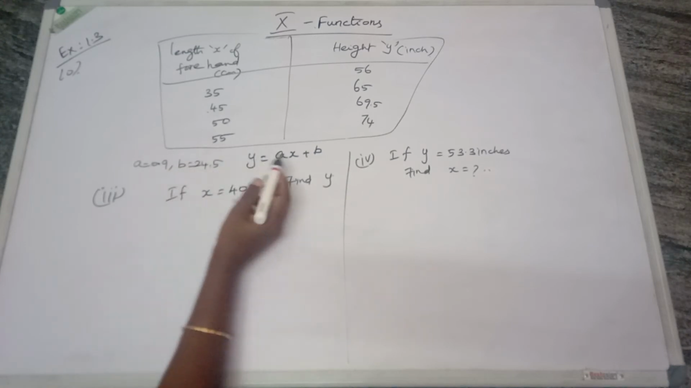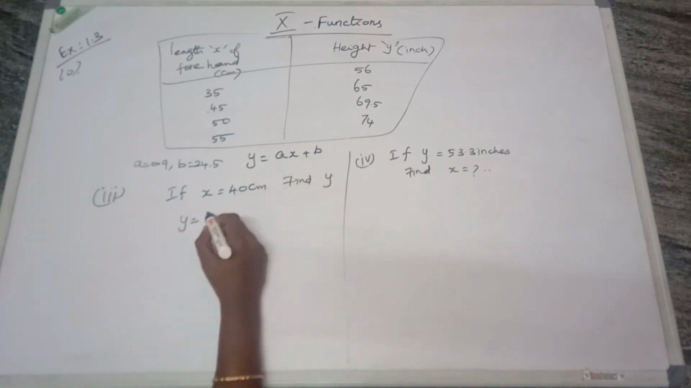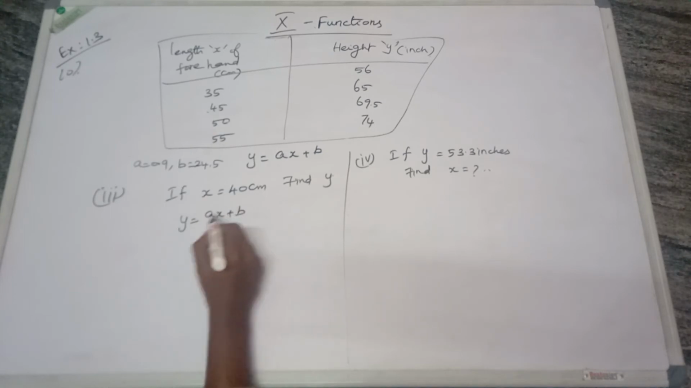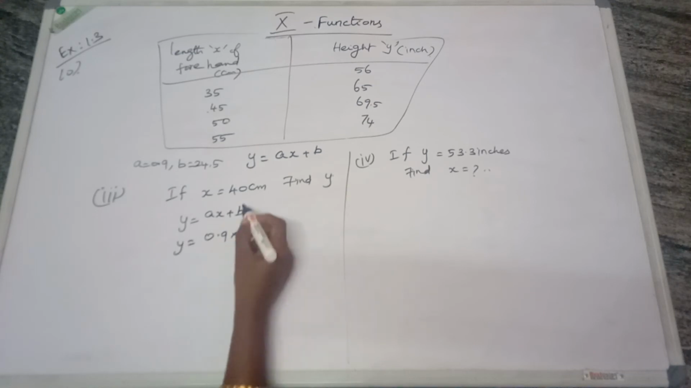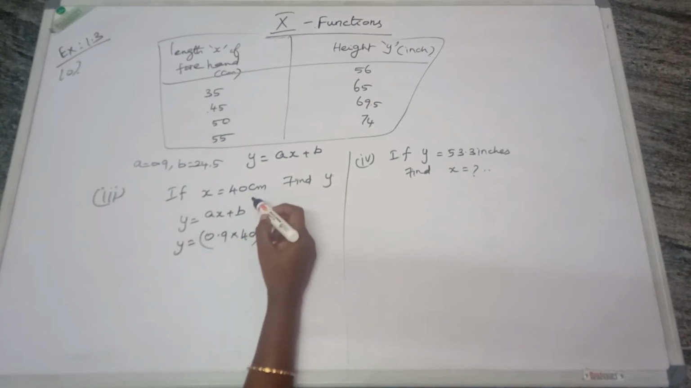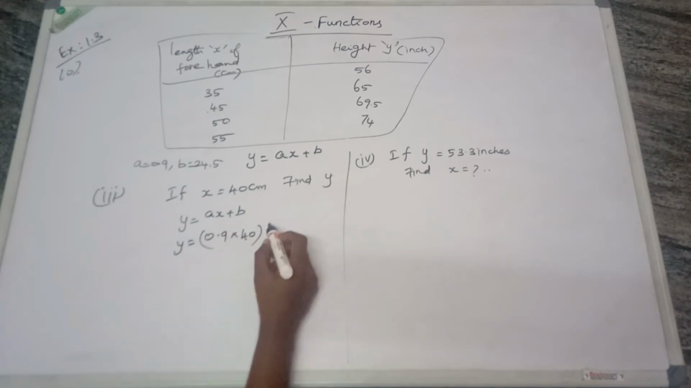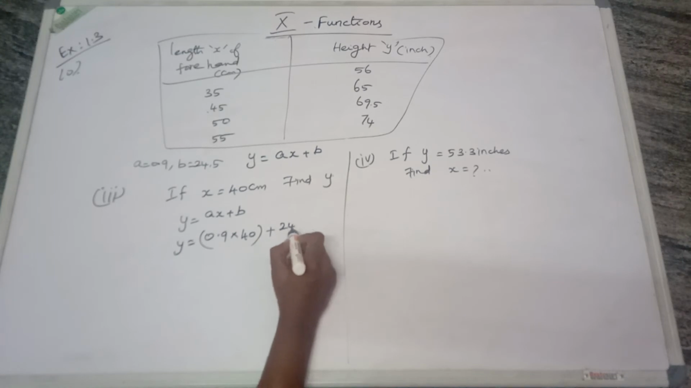So just you have to substitute in this place. See here, ax plus b. We have to find y. So y equal to, we know that ax plus b. So y equal to, in the place of a we have 0.9 into, in the place of x 40. Because if the person having the length of forehand is 40 centimeter, what is his height? That is the question. Then plus the b value, 24.5.